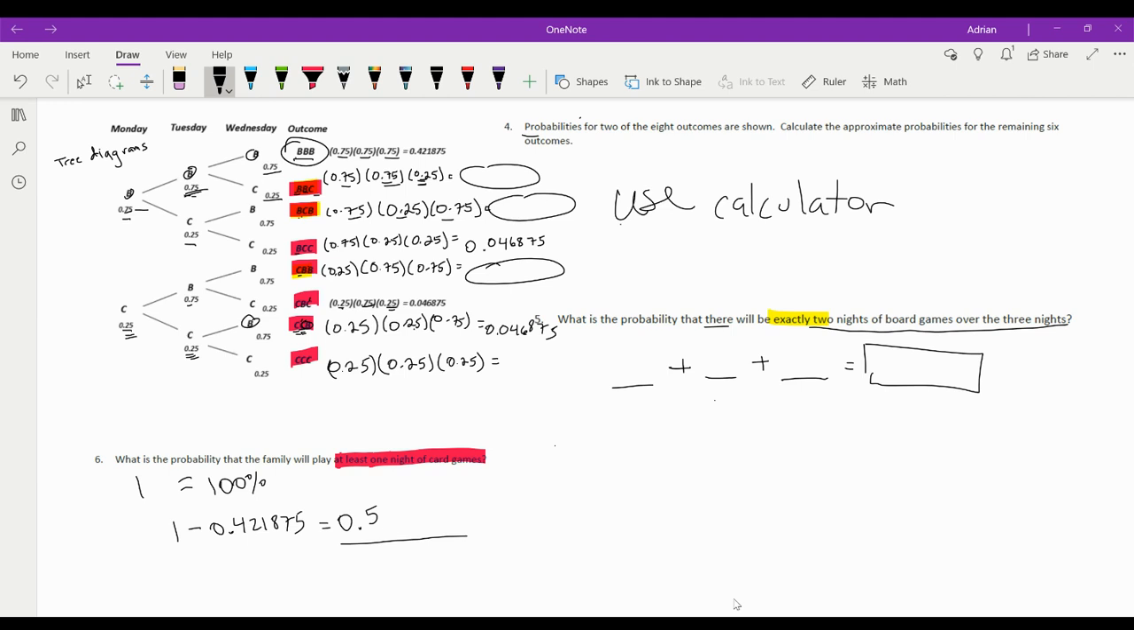I don't know these numbers, so you're going to have to figure that out using a what? Calculator. And then you'll know that if you were to play board games 3 nights in a row, that's going to be a pretty hefty probability. That's going to be pretty high. It's going to be over half the time.